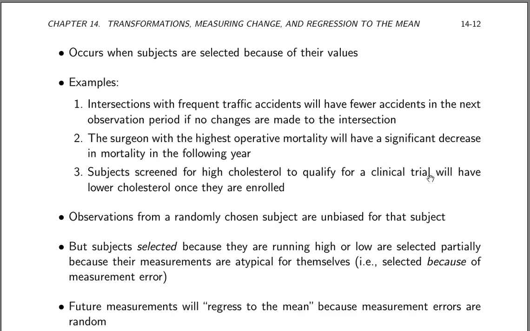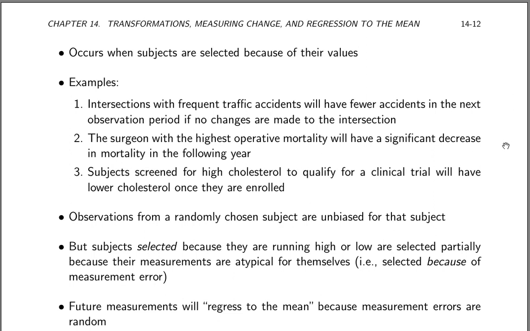What is a major cause of regression to the mean? It's when subjects are selected because of the values of a measurement. And there are many, many examples. Here are a few. Intersections with frequent traffic accidents, if observed in a later period, will have fewer accidents, even if no changes are made to the intersection. And that's just strictly regression to the mean. The intersections were found at a point in which the accident rate was running atypically high for the intersection.